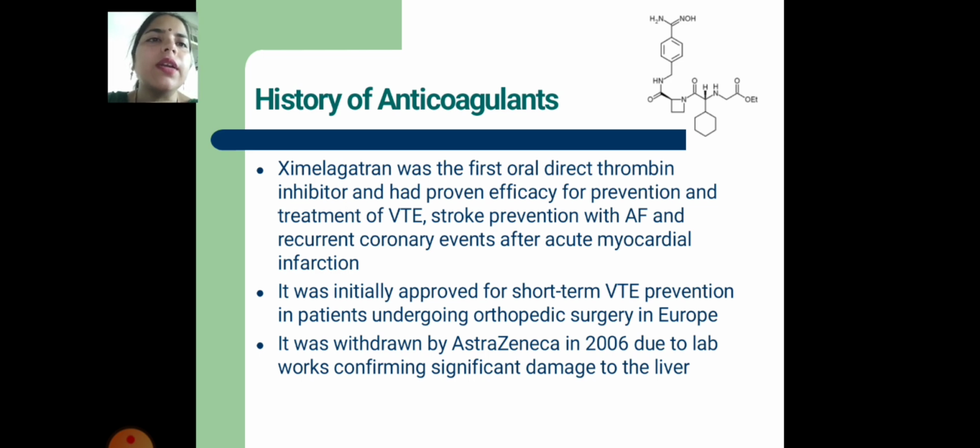Ximelagatran was the first oral direct thrombin inhibitor, and had proven efficacy for prevention and treatment of VTE, stroke prevention with AF, and recurrent coronary events after acute myocardial infarction. It was initially approved for short-term VTE prevention in patients undergoing orthopedic surgery in Europe. It was withdrawn by AstraZeneca in 2006 due to lab work confirming significant damage to the liver.